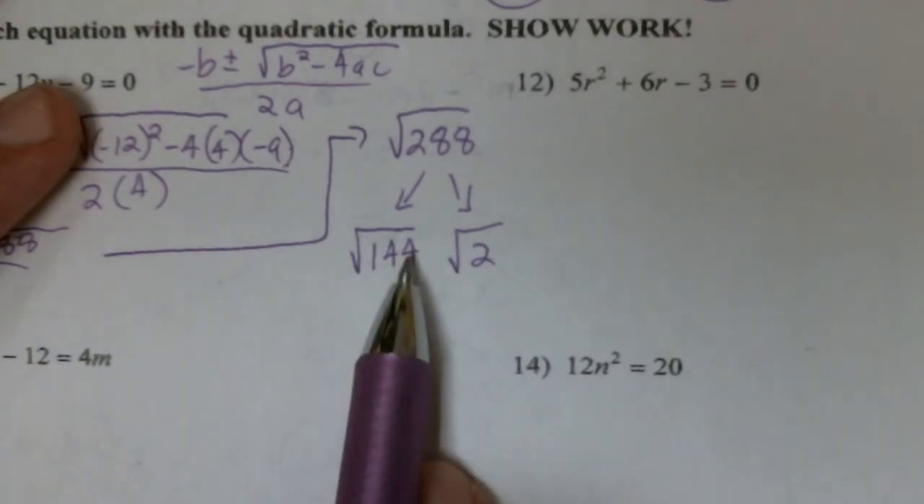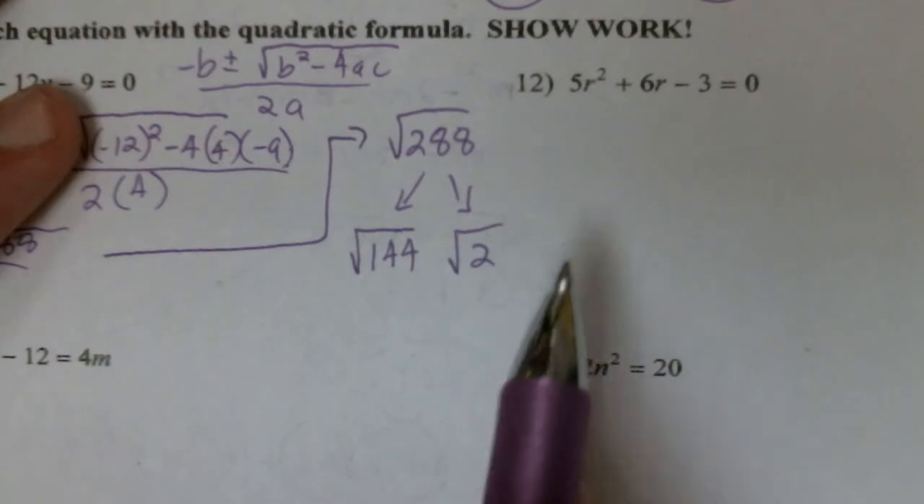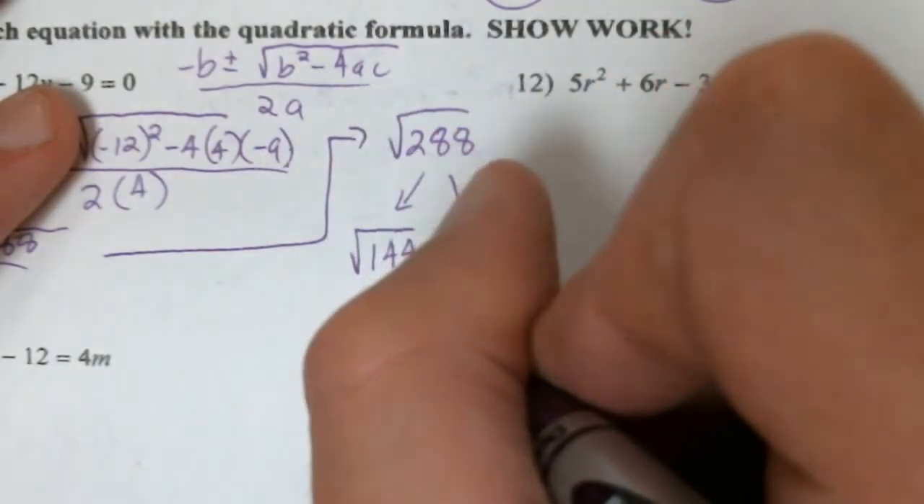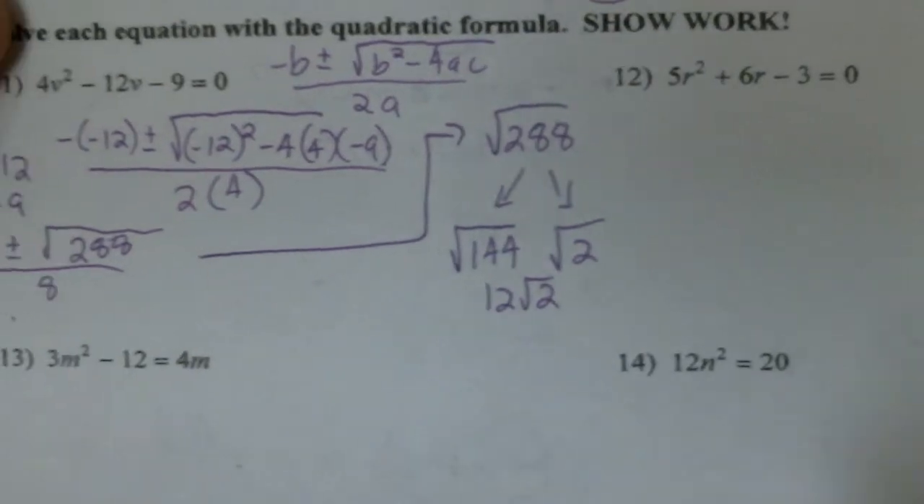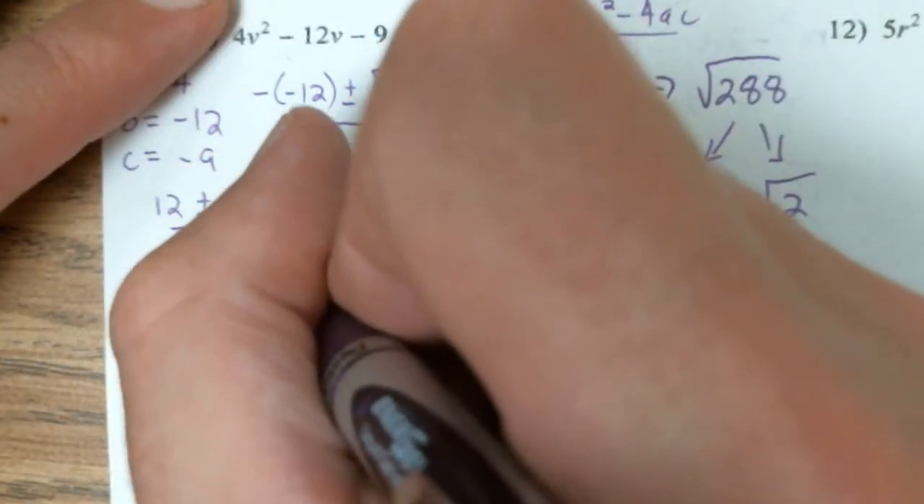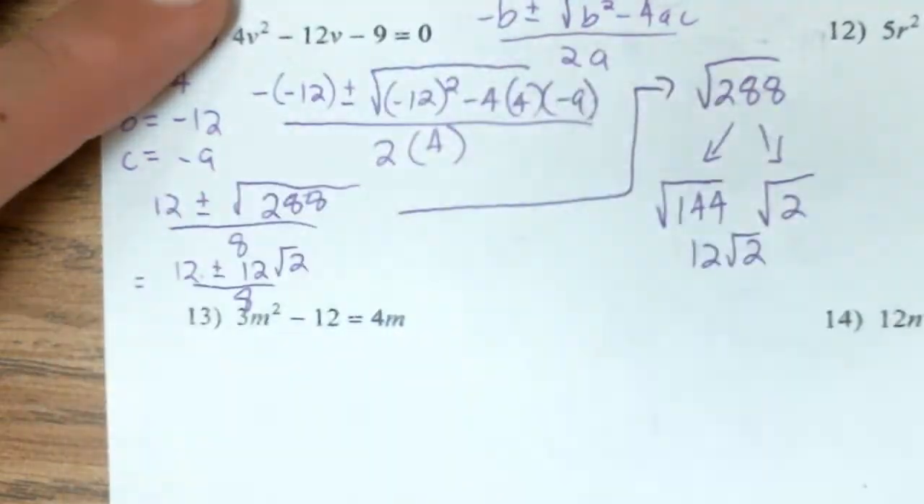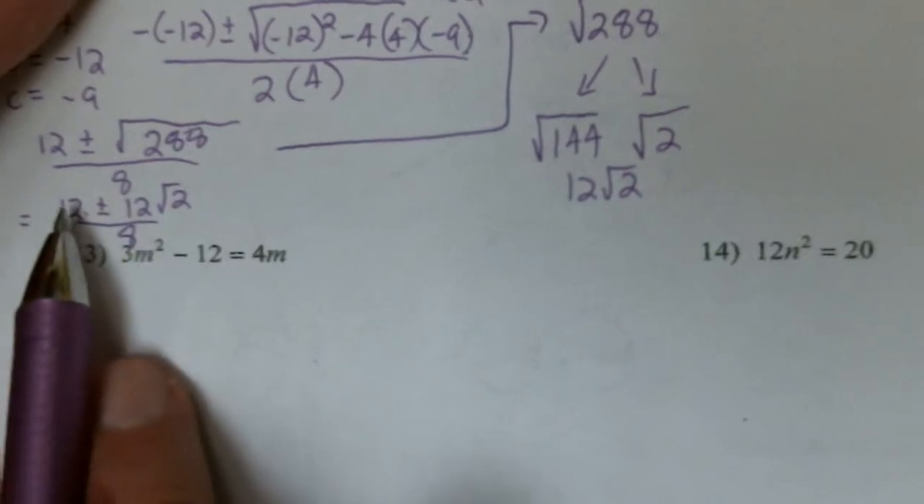I can take the square root of 144. I can't take the square root of 2. That's why I throw it over here on the right. The square root of 144 is 12, so that simplifies to 12 root 2. Okay, so now back over here, when I see the square root of 288, I'm going to rewrite that as 12 plus or minus 12 root 2 all over 8. All I did was replace the square root of 288 with 12 root 2.